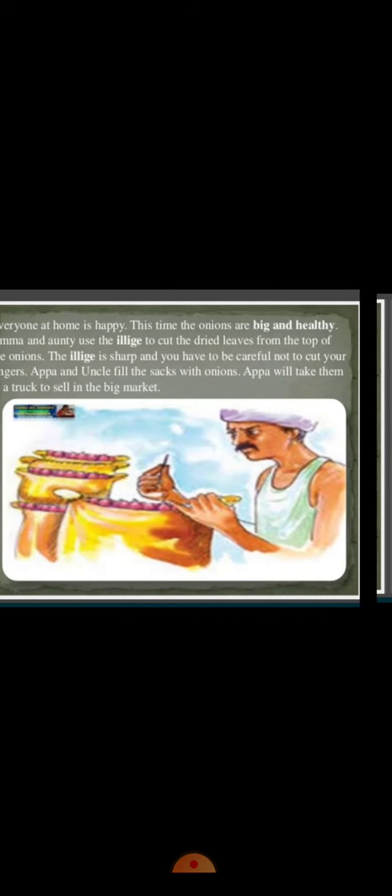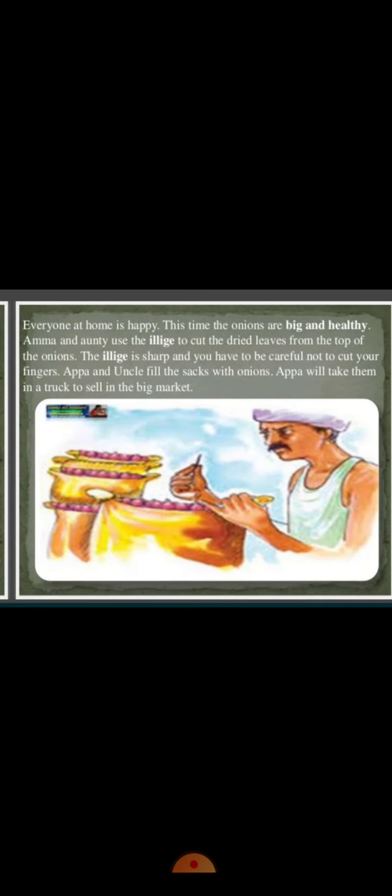Everyone at home starts taking out the onions, like Basva, Amma, Auntie, Uncle and Appa. Now, it is important to cut the crops at the right time and not waste any of the crop because it will cost a high price. Everyone is happy because their onions are very big and healthy.